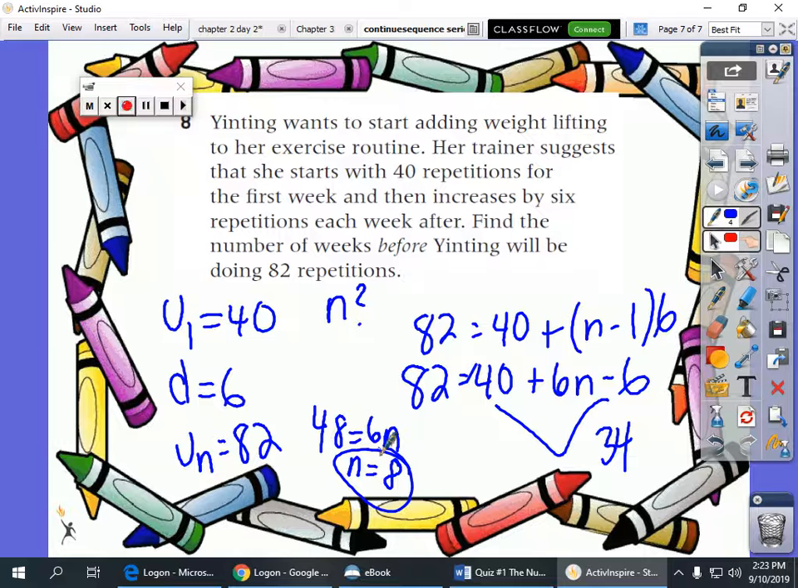Oh, so then it would be 7, because at 8 weeks, she'll do exactly 82. Sorry, I didn't read the question. So if you wrote 7, you're correct and I'm wrong.